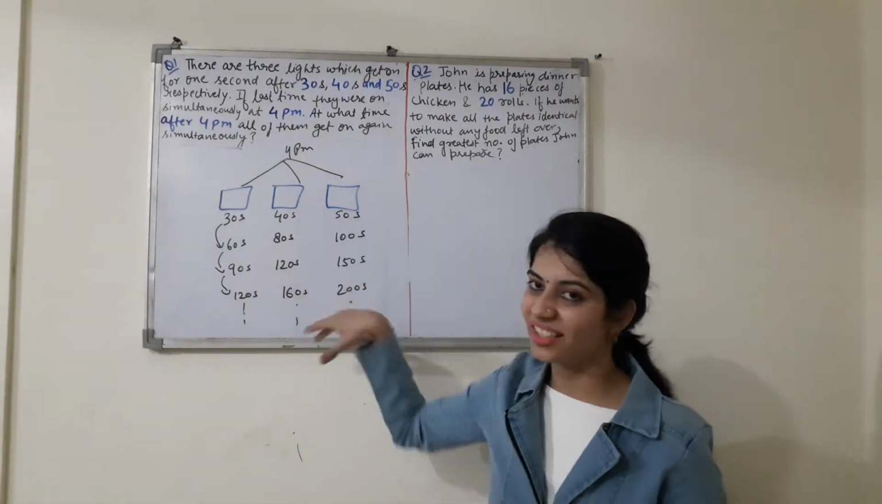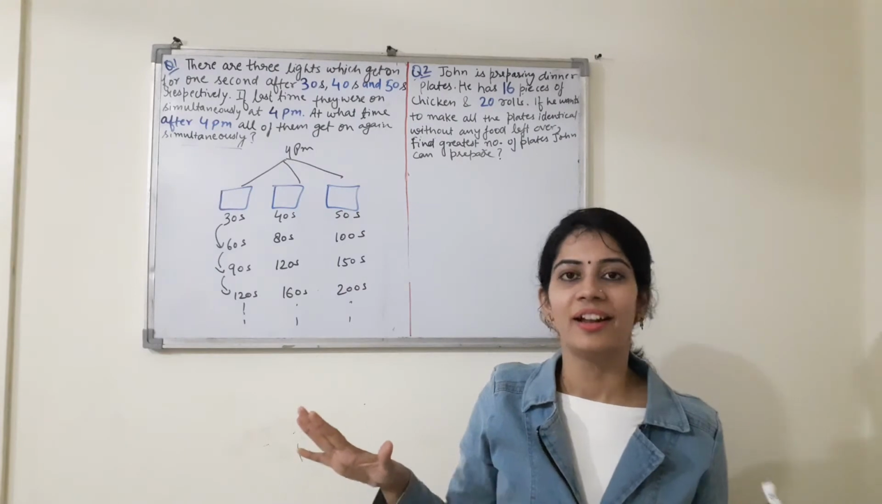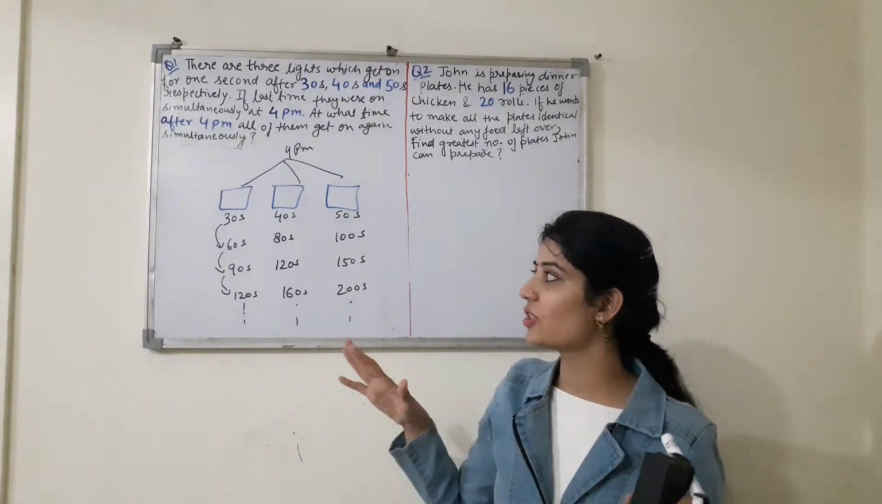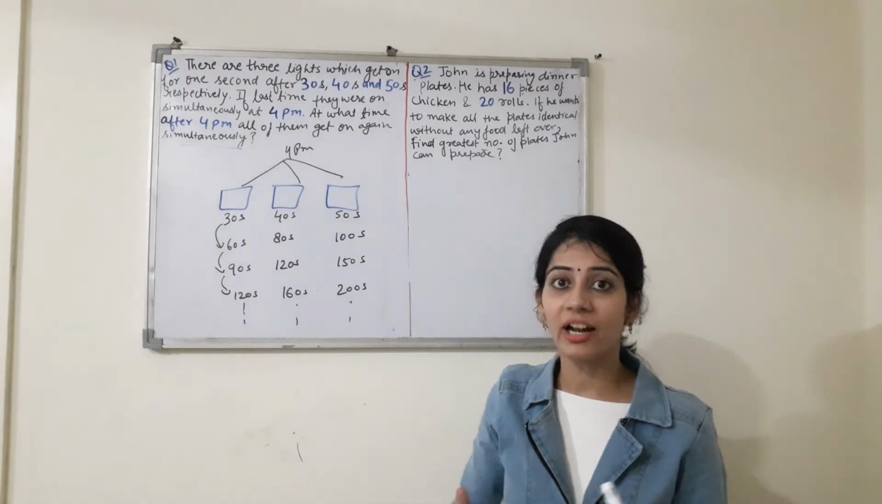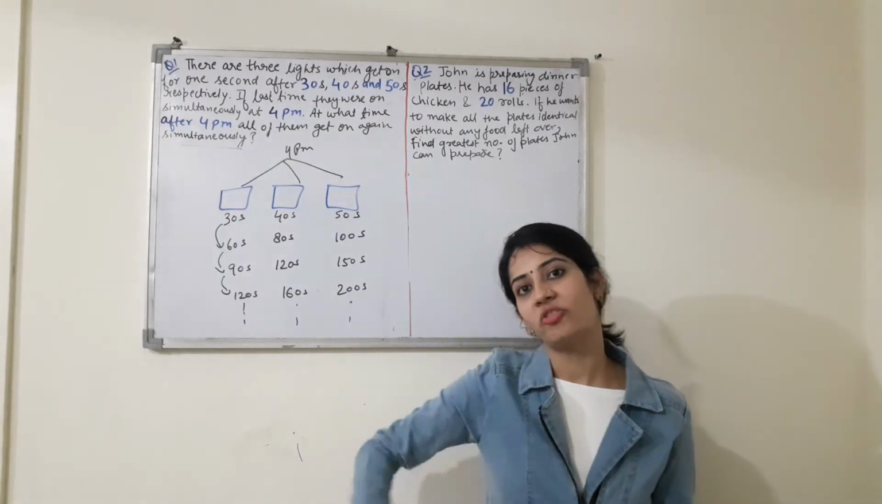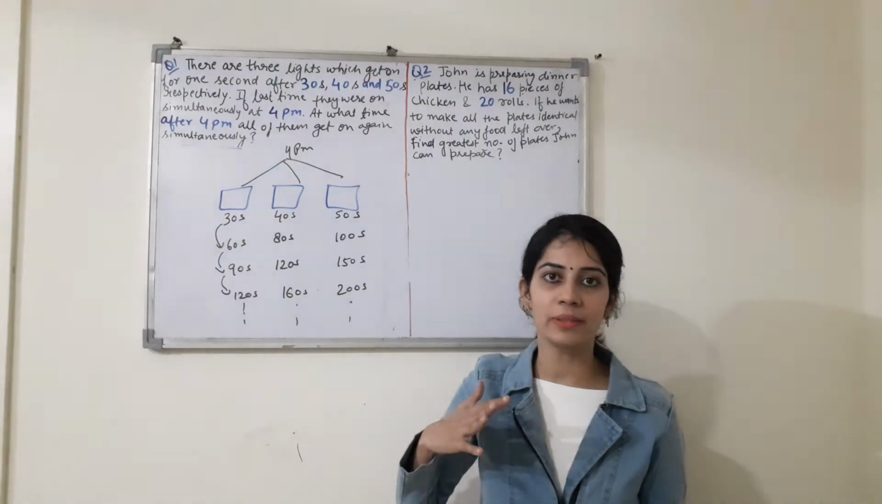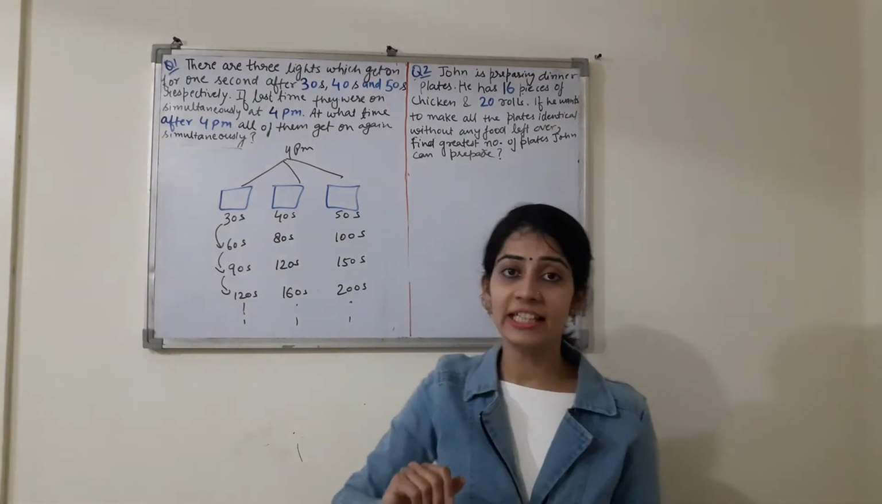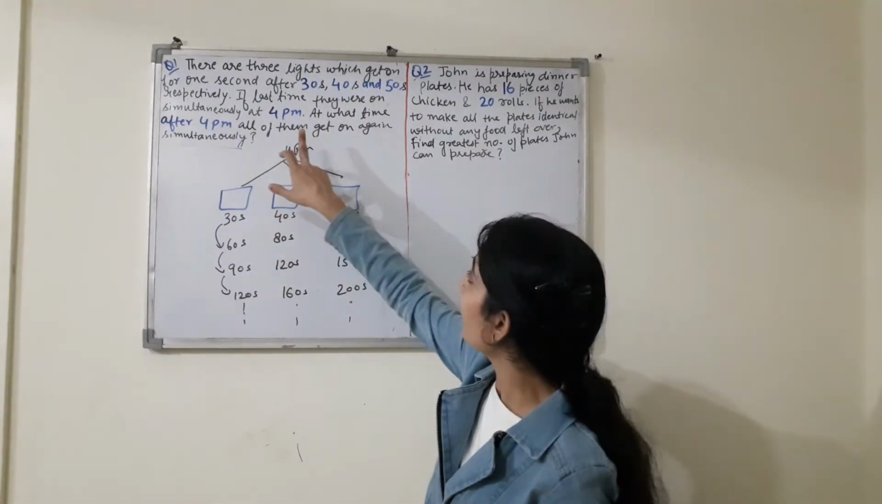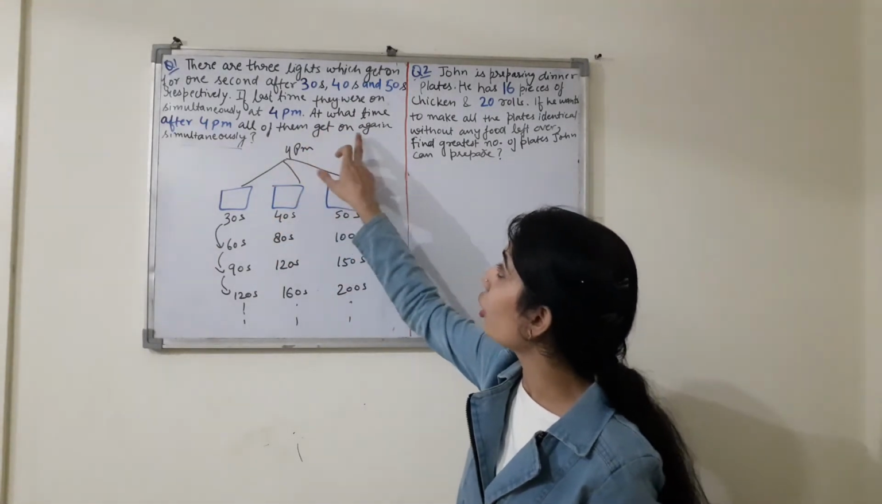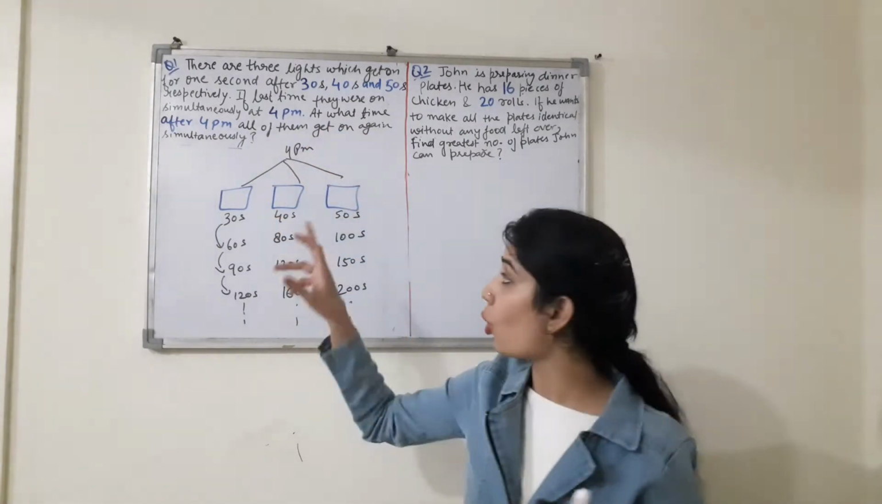So this is a question related to multiples. Now we know that with multiples we have the concept of least common multiple, because we cannot find the highest common multiple, as we have infinite numbers of multiples. And the second thing is that in the question they are asking at what time they will get on again, meaning all three lights.